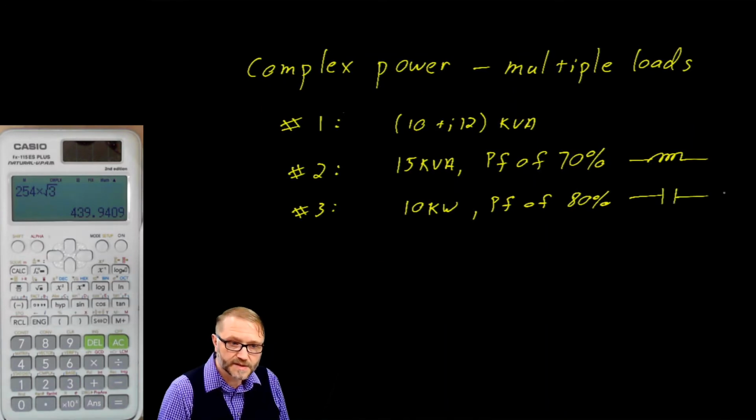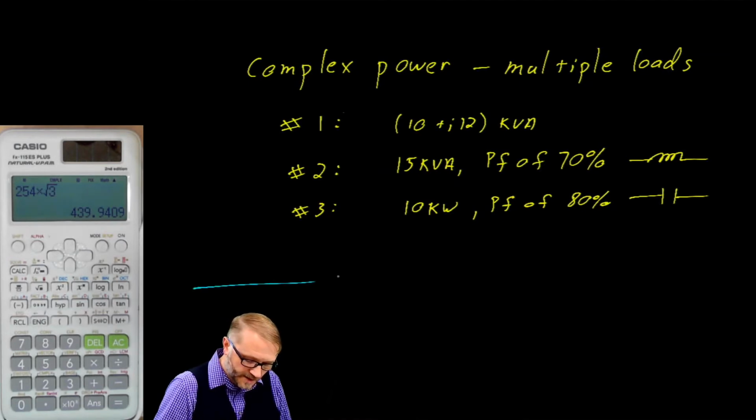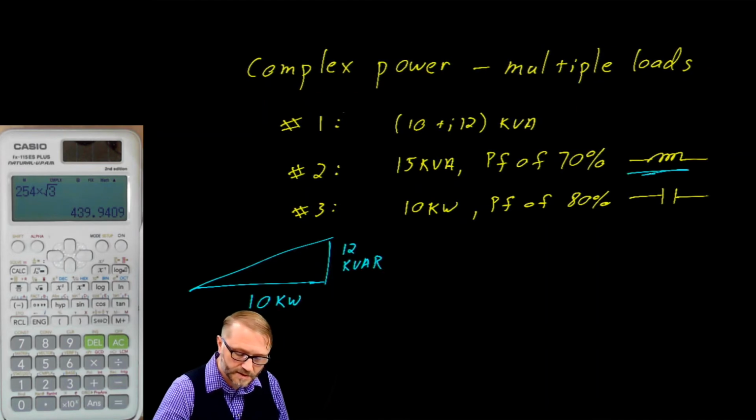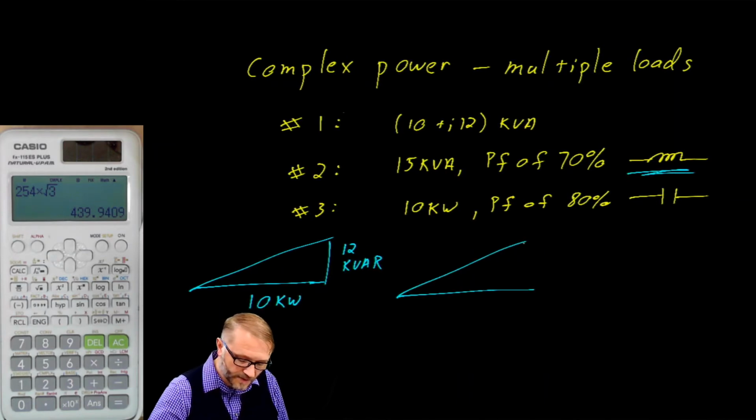As you start this type of problem, I would highly recommend that you draw the power triangle for each load. Load number 1 is very easy because it's given to you already. So that's 10 kW with 12 kVAR. Load number 2, you know it's inductive, so that power triangle is going to be upright. You're given 15 kVA and a power factor of 70.